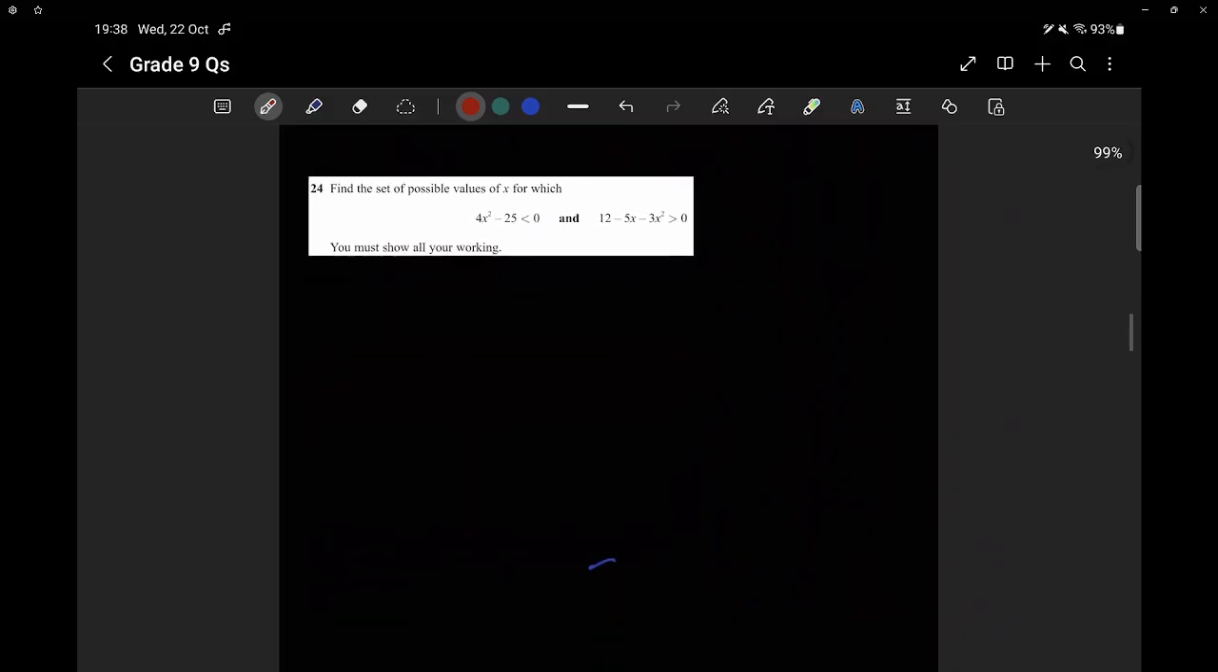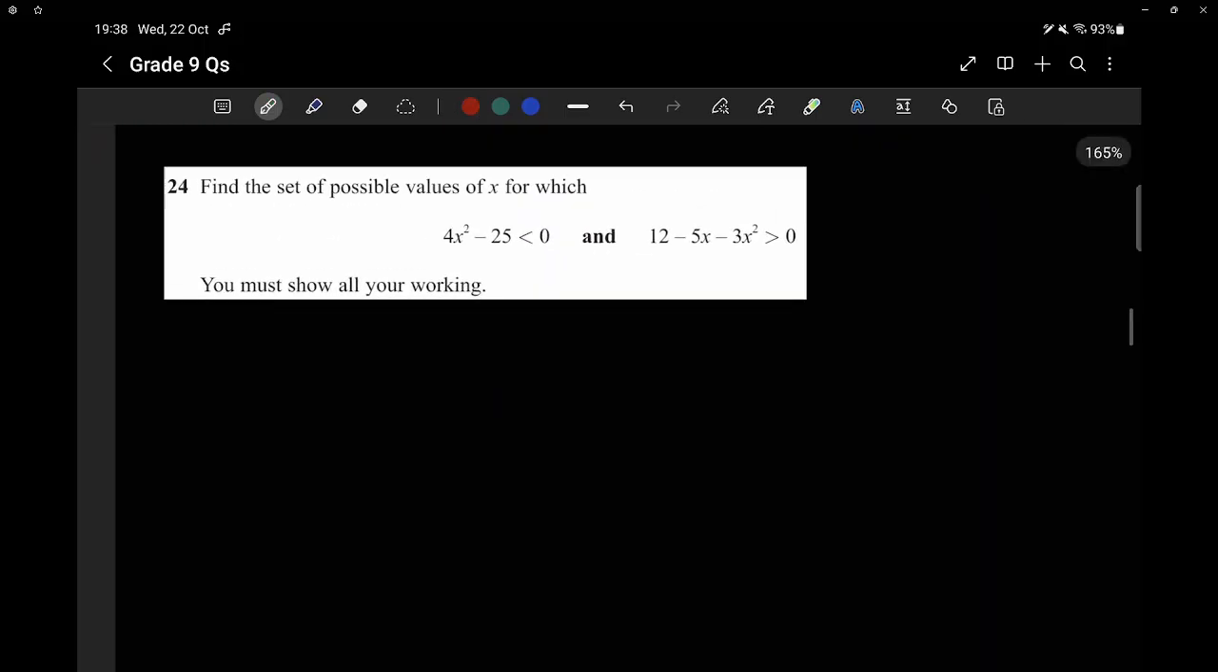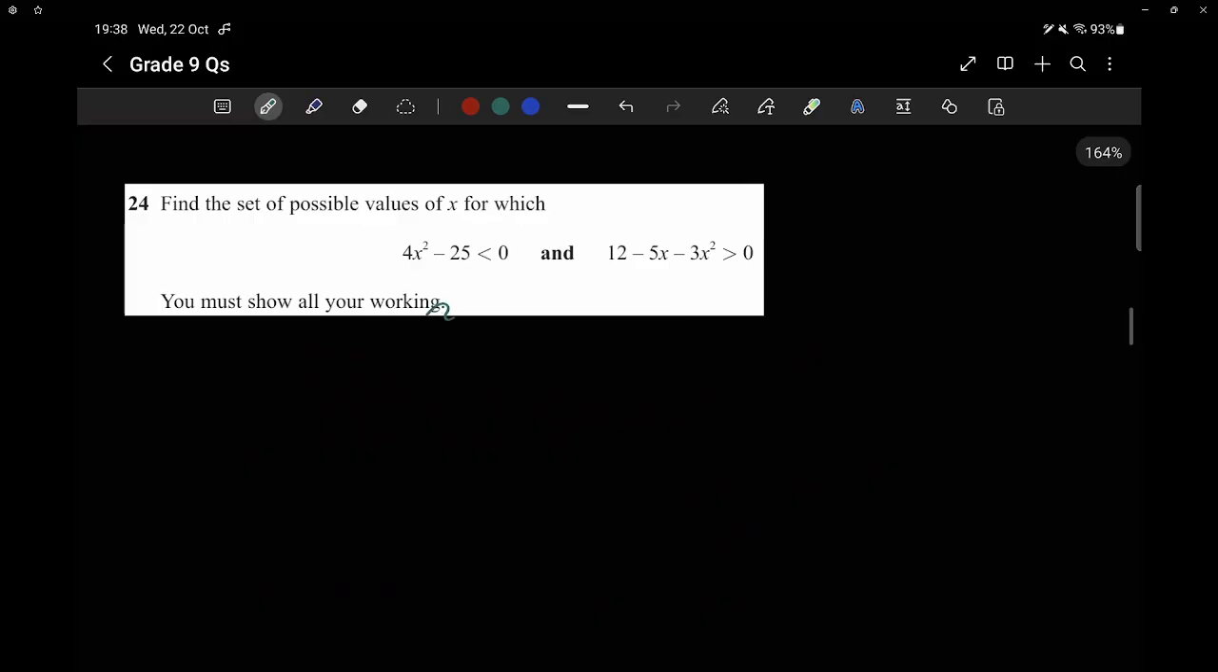Question 2. Let's have a look at that. So find the set of possible values for which 4x squared subtract 25 is less than 0, and 12 minus 5x minus 3x squared is greater than 0. You must show your workings. So we're dealing with inequalities now.